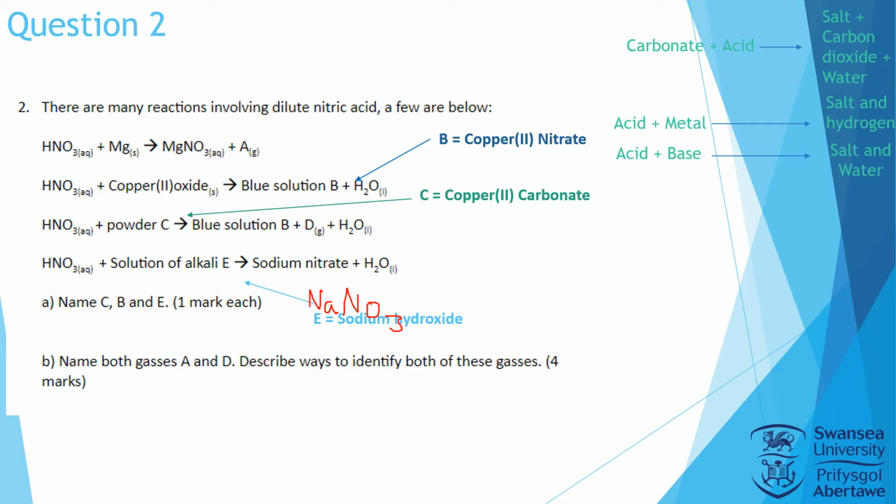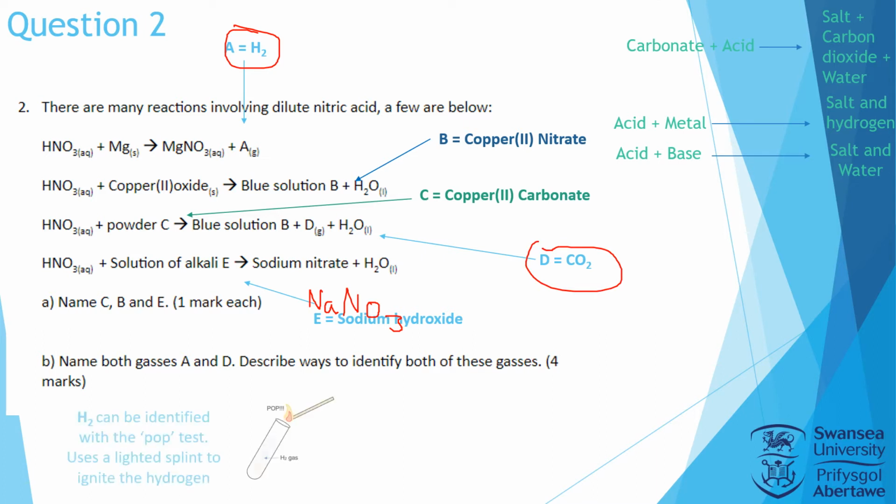So now naming the gases is a lot easier. Naming A up here, we've got acid plus metal gives salt plus hydrogen. And then down here, we've already discussed that it's going to be carbon dioxide. With these gases, we actually need to test for them as well, because you might do a reaction and you've made this and you've made this, but you have no way to tell because they're both gases.